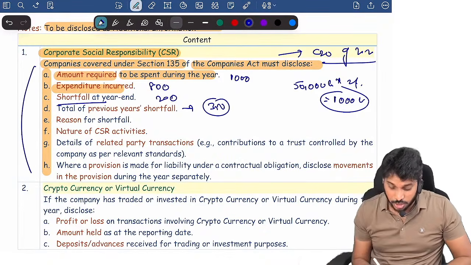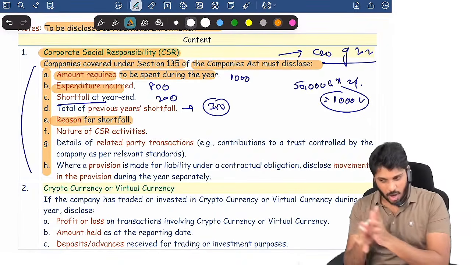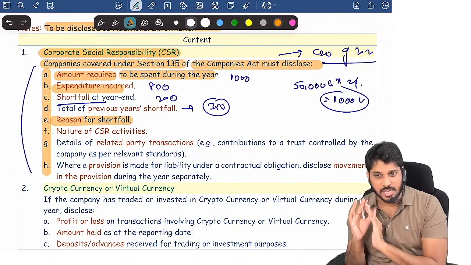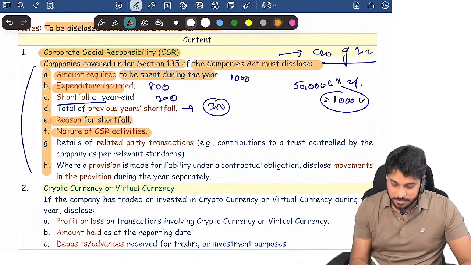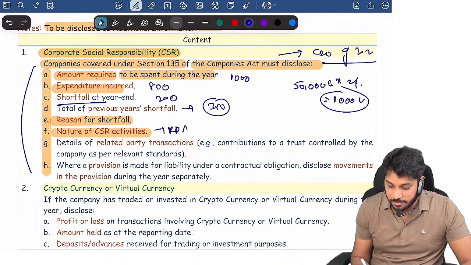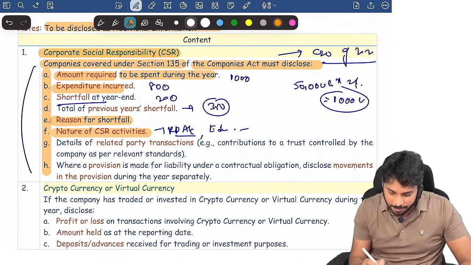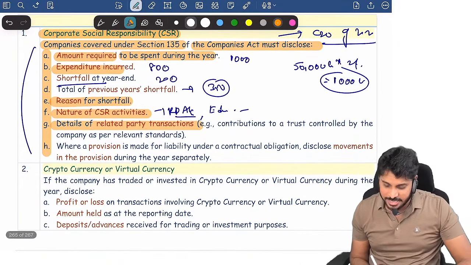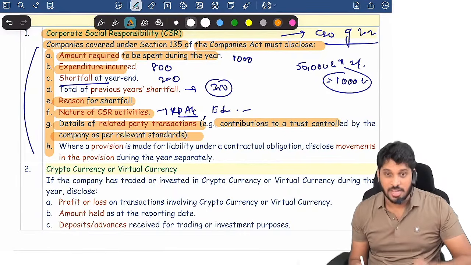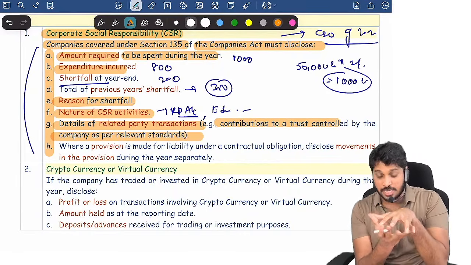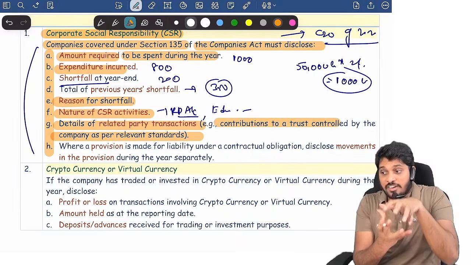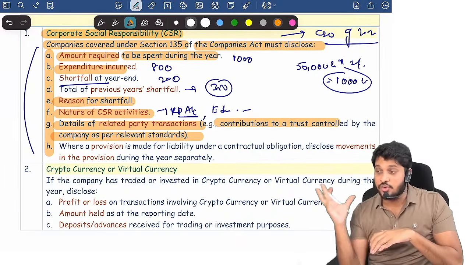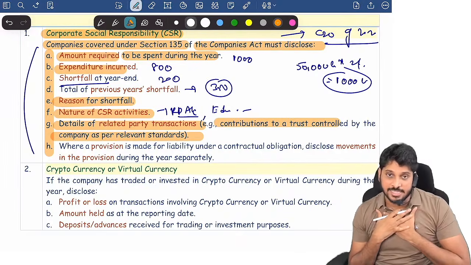Total of previous year shortfall. Why? There is a reason: a project is going on, and we are going to spend it in the coming few months. Nature of CSR: we have taken rural development activity and education for the poor. Related party transactions, contribution to trust: out of this 800 crore, we have transferred 500 crore to our Reliance Foundation. Reliance Foundation is a Section 8 company incorporated by Reliance Industries Limited.